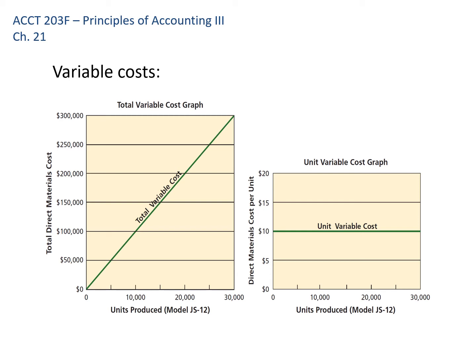So good examples of variable costs in a manufacturing environment are direct material. The more products we produce, the more direct material we consume, and it's a one-to-one relationship. And direct labor: the more units I produce, the more labor hours I need, the more labor cost I have. The graph on the right shows the unit variable cost, and you can see in this simple example, it's $10 per unit regardless of the number of units produced.